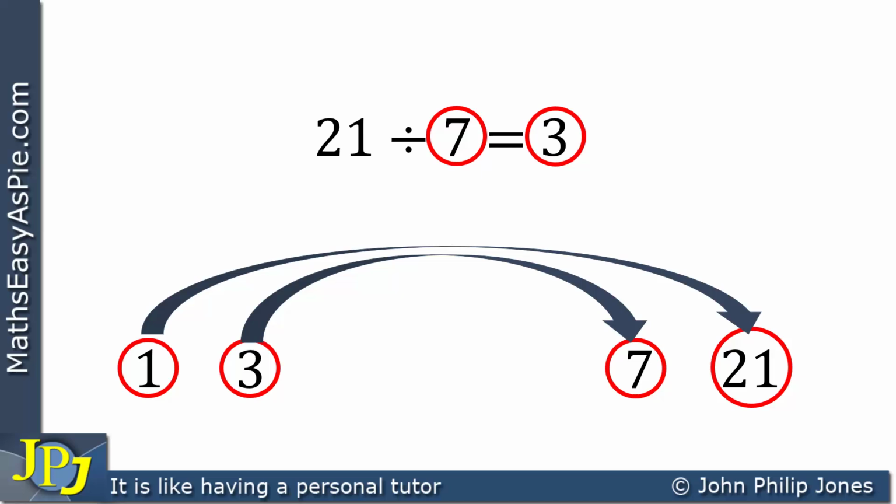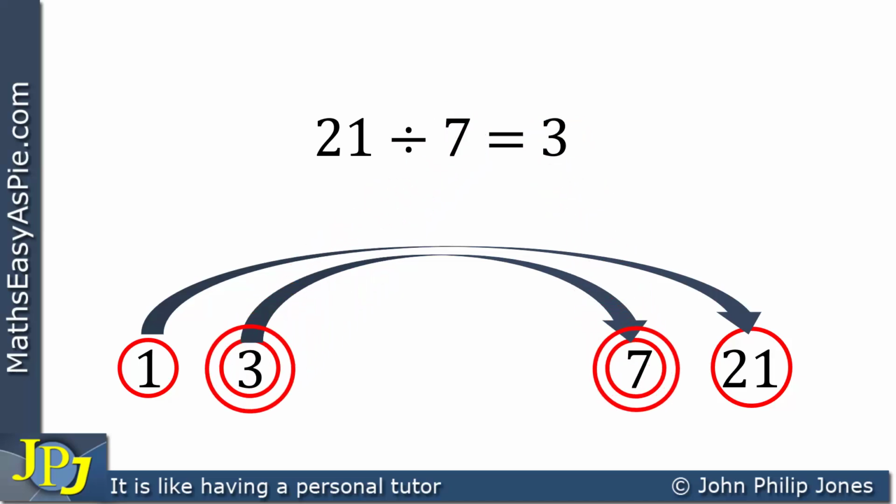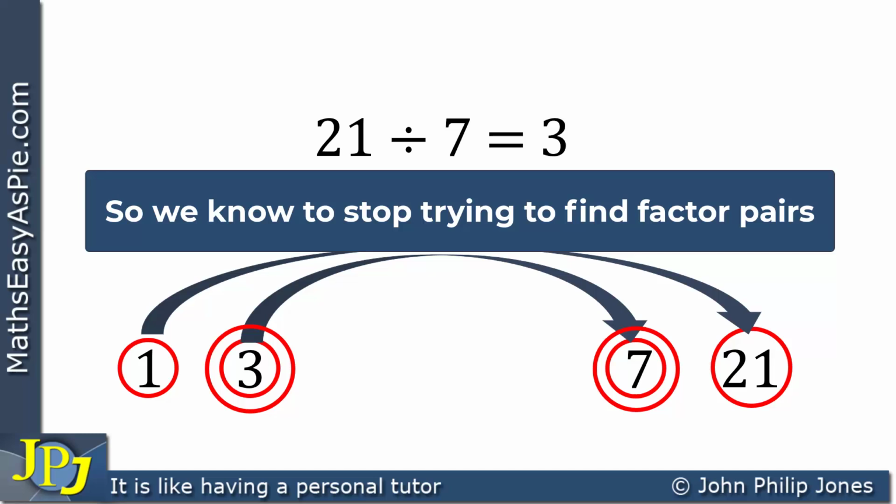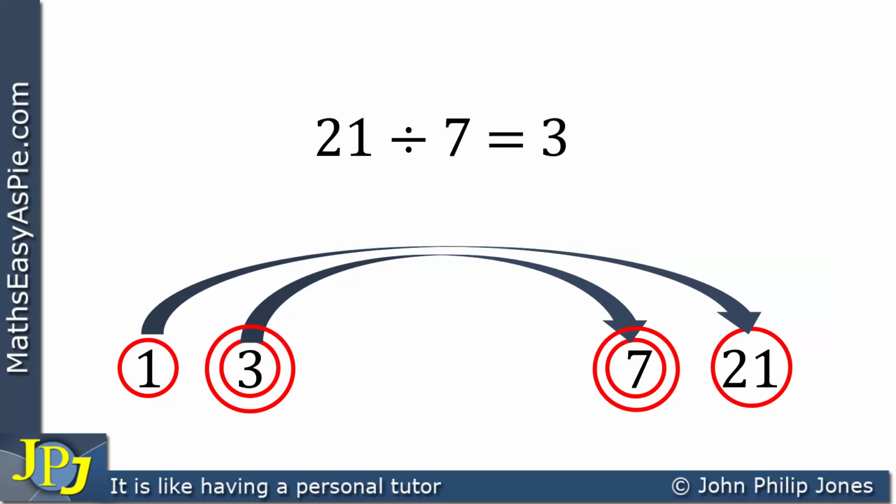Now, the thing is, if you look carefully at the factor pair, you can see it's the same as the factor pair I'm highlighting twice. So 3 and 7 is a factor pair, and 7 and 3 are a factor pair. They're one and the same. They're just in a different order. There are no other factor pairs to go between the 3 and the 7.